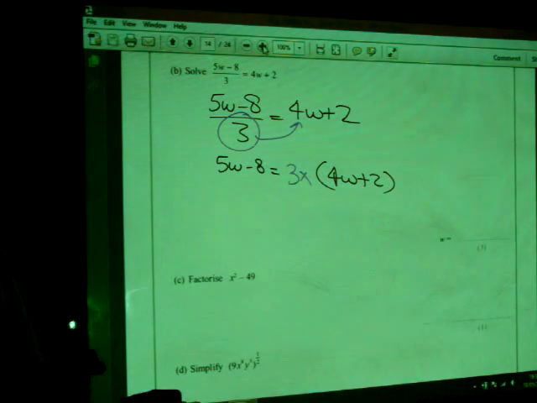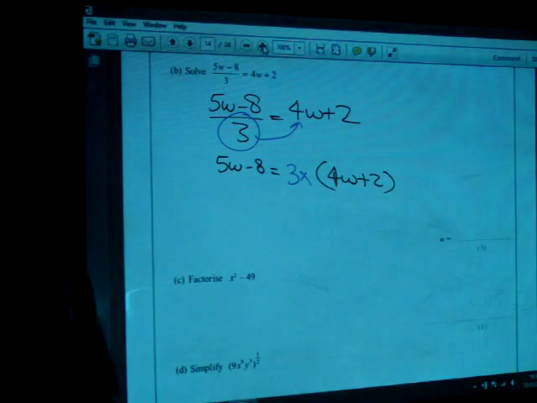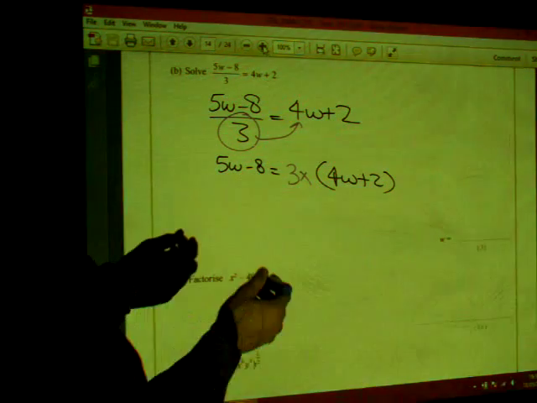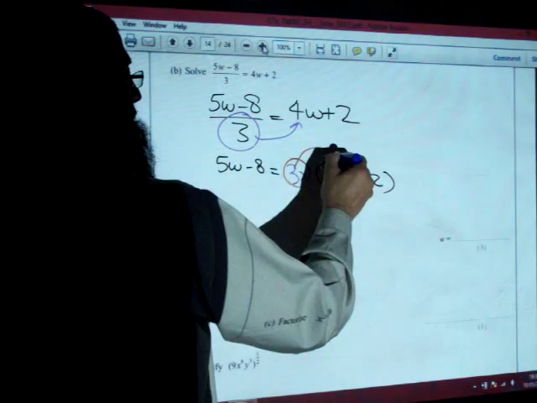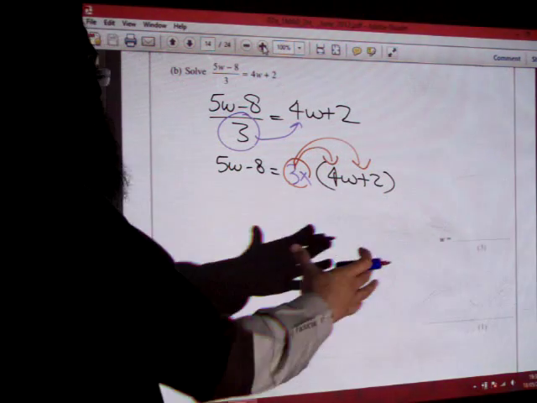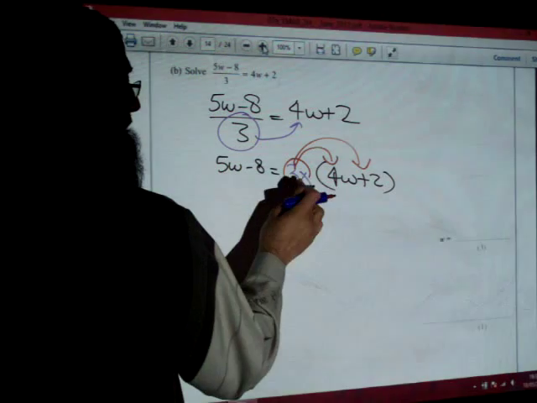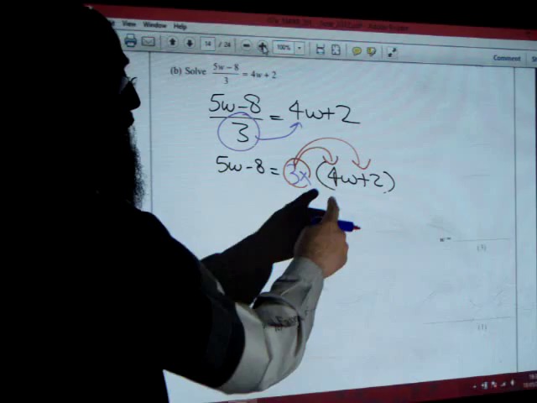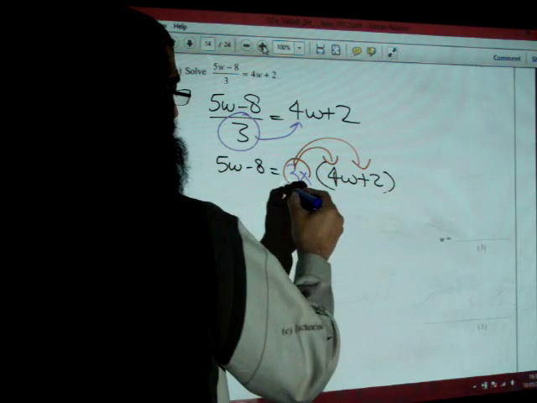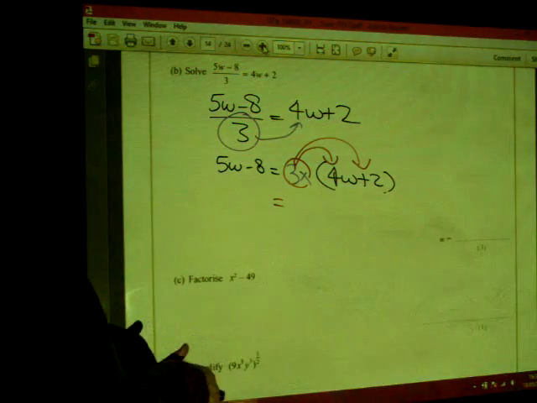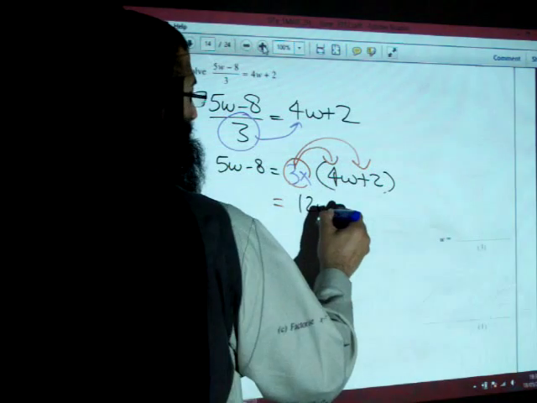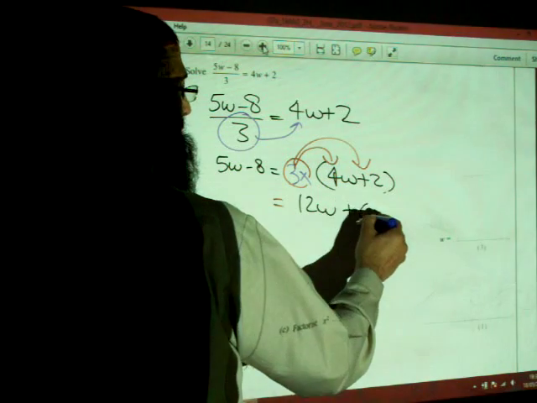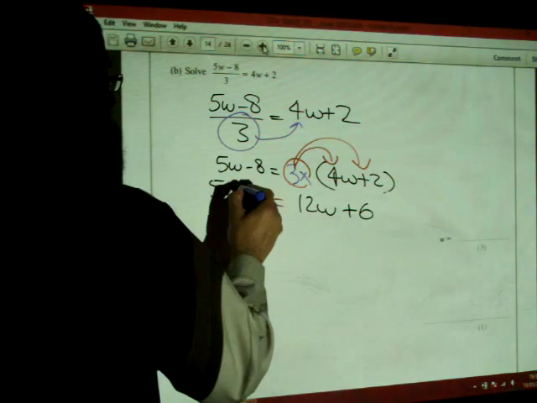Now we need to solve, work out the value of W. So what do we do next? We need to multiply out the brackets on the right hand side. So the 3 has to times by each item inside. 3 times by 4W is equal to 12W. And 3 times by plus 2 will give you plus 6. And this side we just copy down.